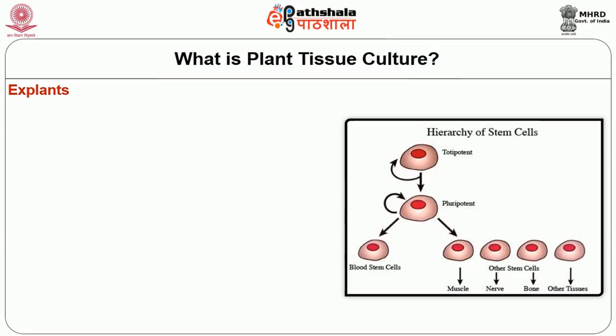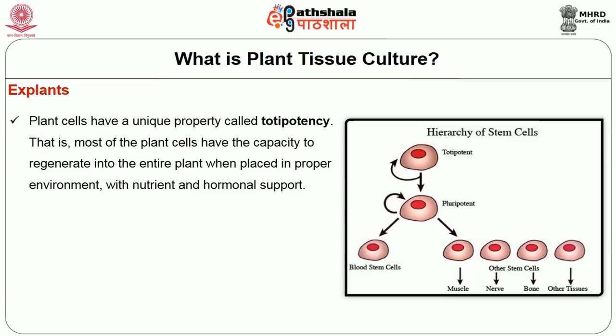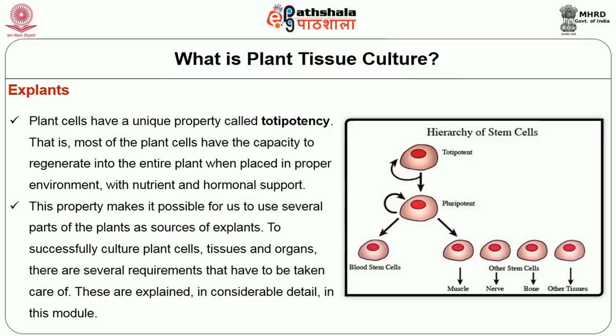Plant cells have a unique property called totipotency. That is, most of the plant cells have the capacity to regenerate into the entire plant when they are placed in proper environment with nutrient and hormonal support. This property makes it possible for us to use several parts of the plants as sources of explants. To successfully culture plant cells, tissues, and organs, there are several requirements that have to be taken care of. These are explained in considerable detail in this module.